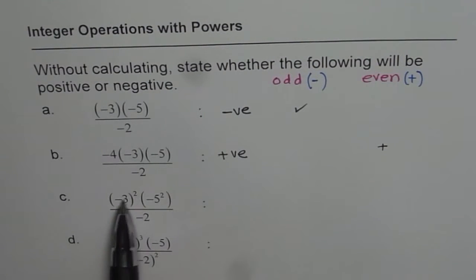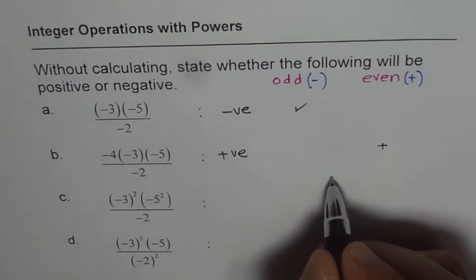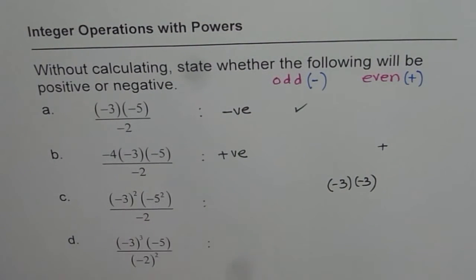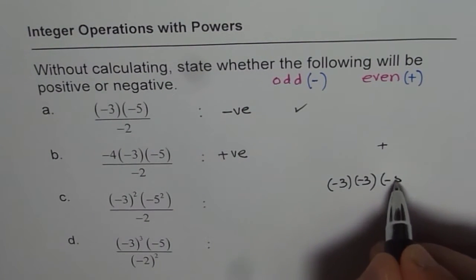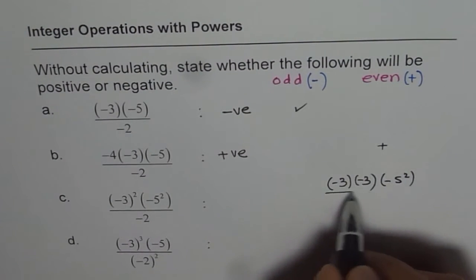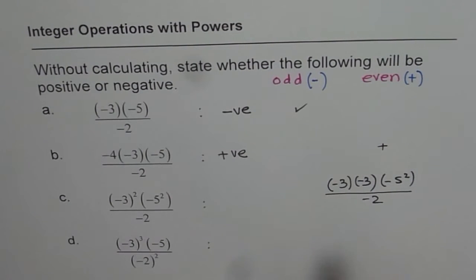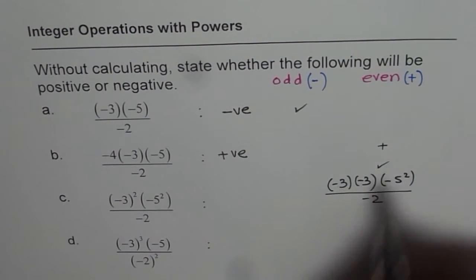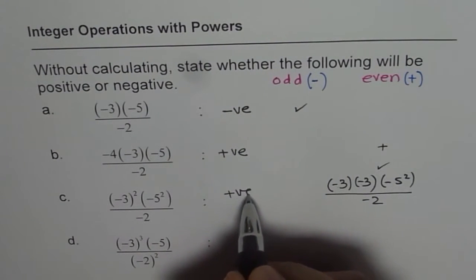Square means minus 3 times minus 3. Let us understand. It really means we have, let me write here, minus 3 times minus 3. That is the meaning of the square. And then we have minus 5 square. Minus is not squared, but 5 is squared. Divide by minus 2. So how many negatives? 1, 2, 3, 4. Even number of negatives, we get a positive answer.